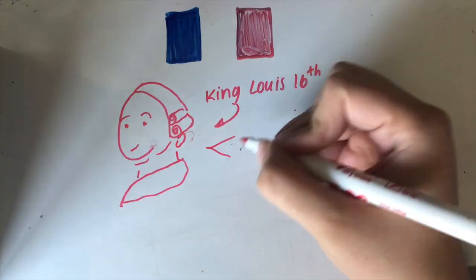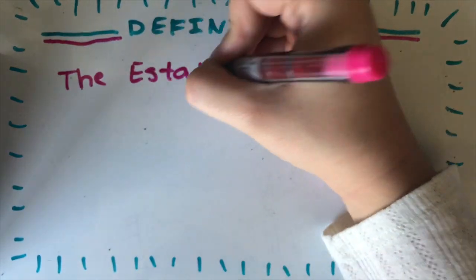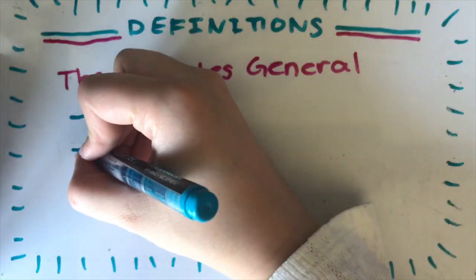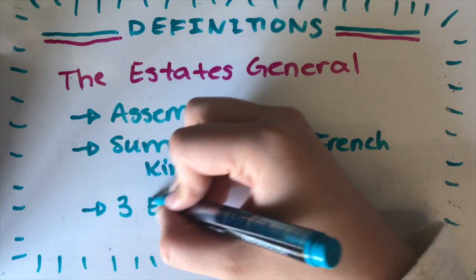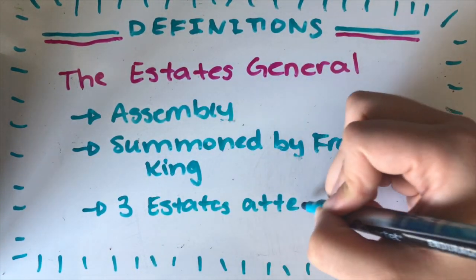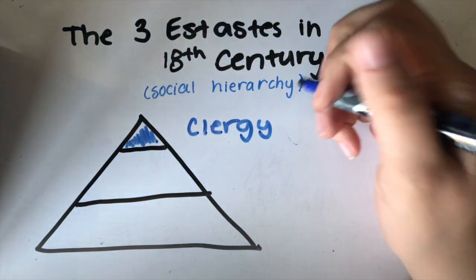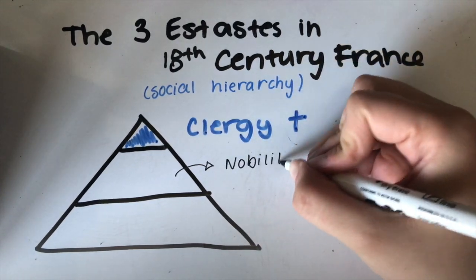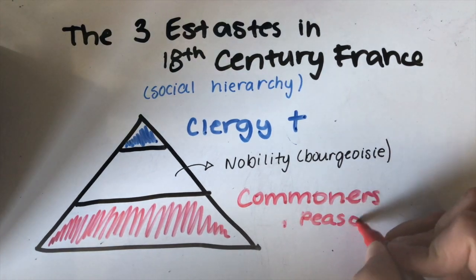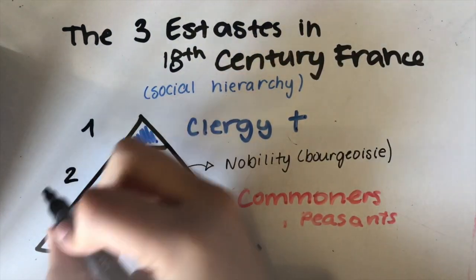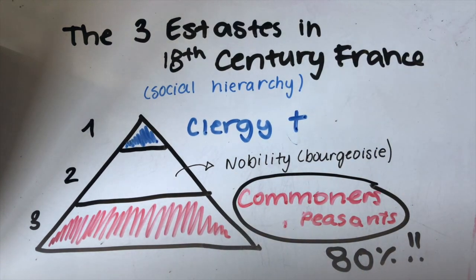Then, in 1789, King Louis XVI calls for the Estates General. The Estates General was an assembly that could be called by the King of France in order to survey the population on different issues. All three states of the realm were summoned for the first time in 175 years. The three estates are first the clergy, second the nobility, and finally the commoners. Although they're the third estate, that class actually represents 80% of the general population of France.